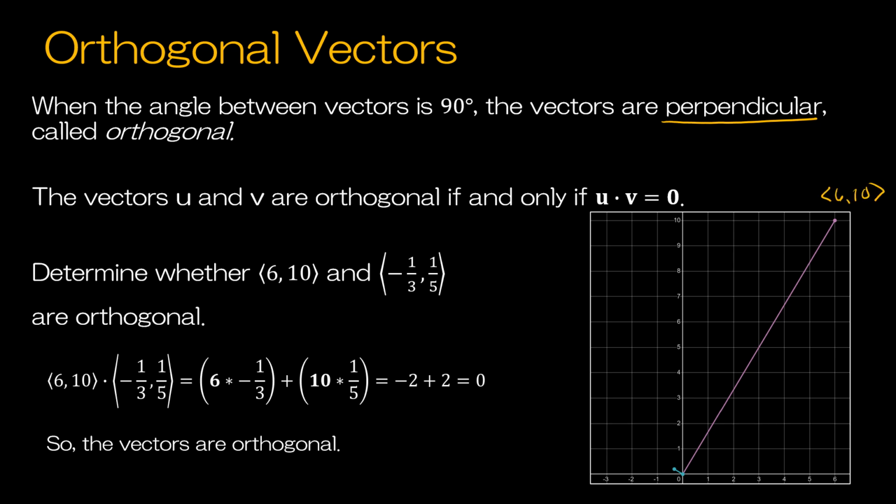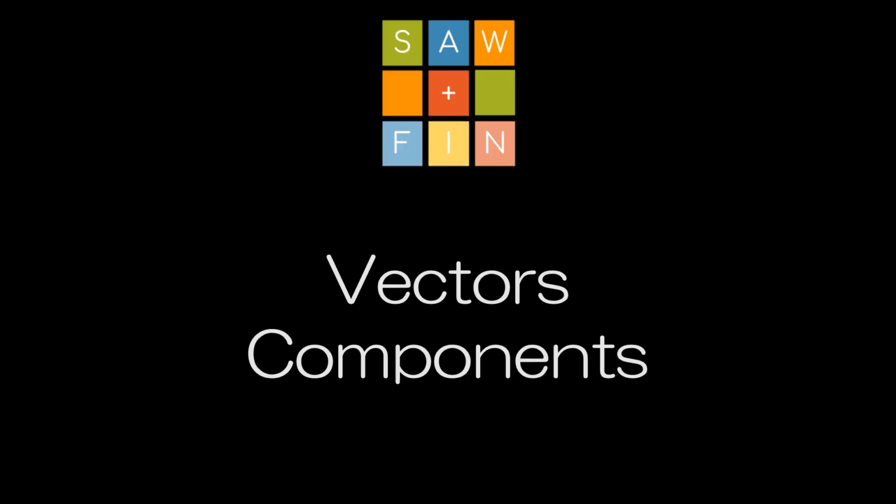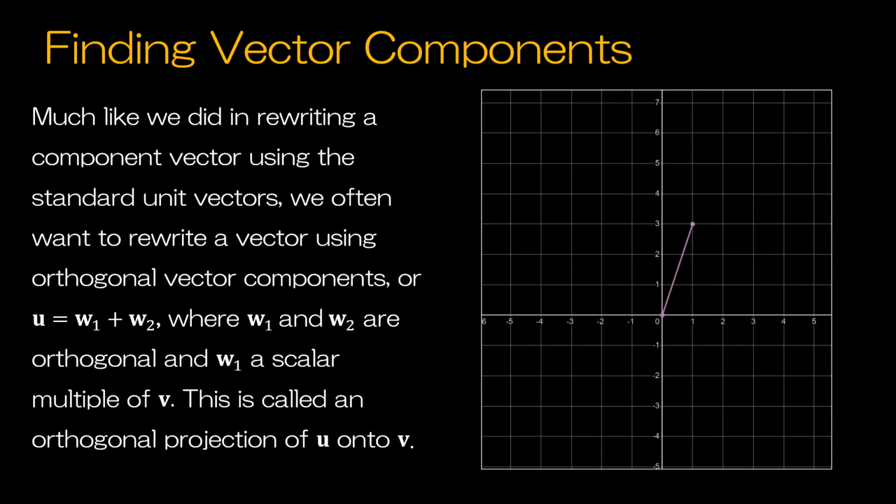This little guy down here is the vector negative 1/3, 1/5. Now, it's kind of difficult to tell, but these do form a 90-degree angle. Vector components. We just learned what orthogonal vectors are, which of course are vectors that are perpendicular or form 90-degree angles with one another.